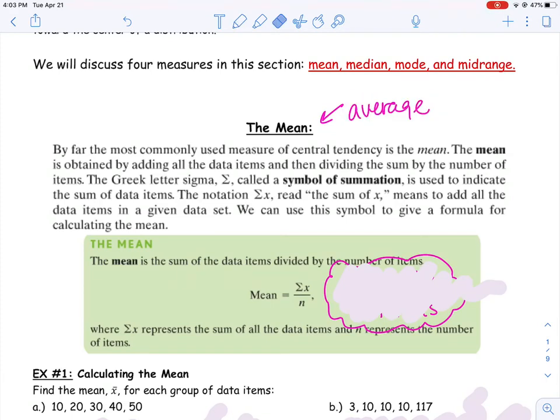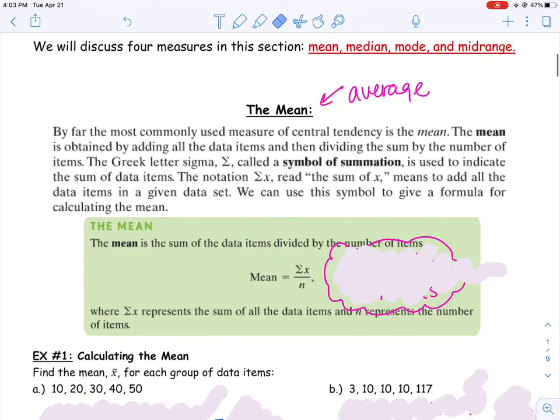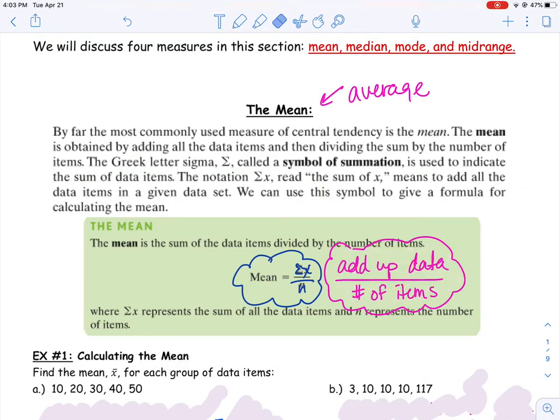And hopefully we know what average means. Average means you're going to add up all of your data items and then divide by how many items you have. The book uses this formula where we have this sigma notation. It's a summation symbol. It tells us that we're just going to add up all of our items and divide by however many items we have. Or, in my own words, we add up all the data and divide by the number of items that we have. That gives us our mean or our average.